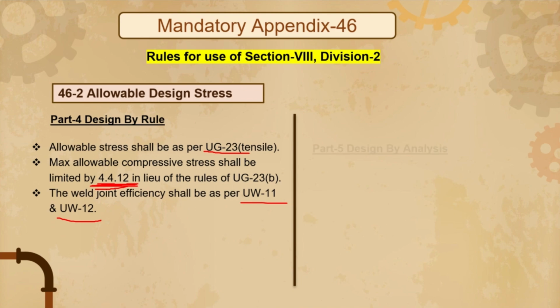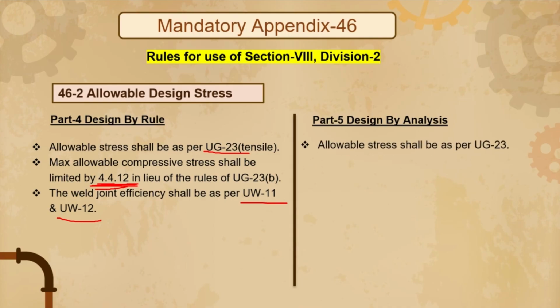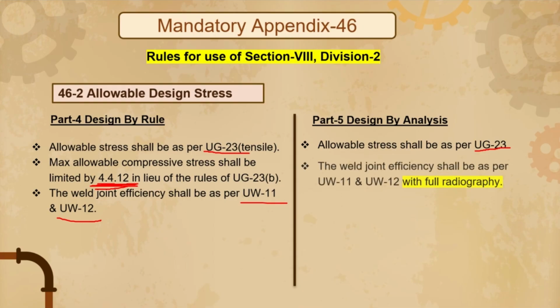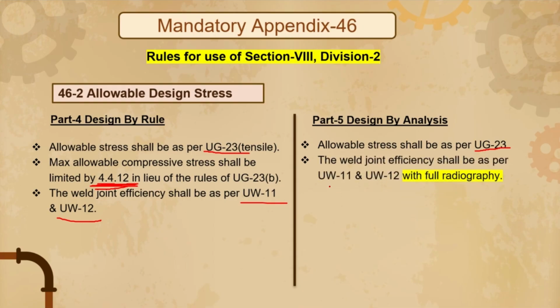So let's see next, design by analysis. In design by analysis also, the allowable stress value shall be as per UG-23 only. Here only tensile is mentioned, guys. It is not mentioned about compressive stresses. Why, we will discuss later. As of now, the weld joint efficiency shall be as per UW-11 and UW-12. There is one more important condition: with full radiography. We need to consider full radiography values only for the design by analysis method. We cannot consider non-radiography and spot radiography requirements, because that is not possible. So I hope you got the point.